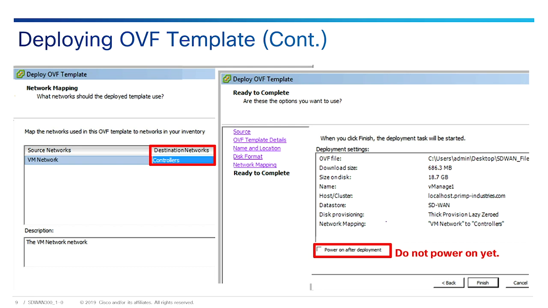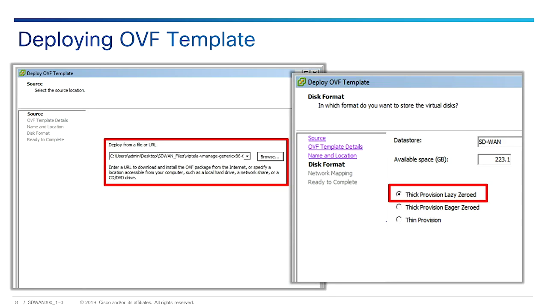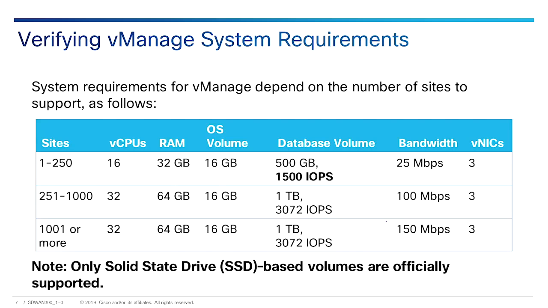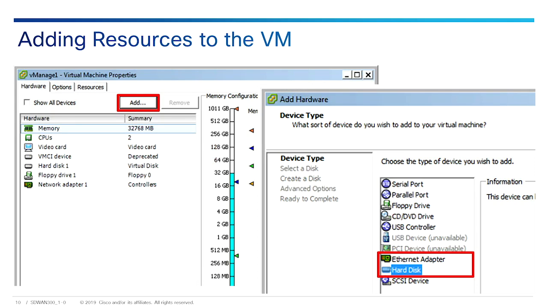We have to add a hard disk for the database volume and a network interface card for our management connection. We also require a second hard disk on which to store the large database. Let's go back here so you can see the size of the drive you're going to have to add for each size. If you've got 1,000 sites, we're going to want to add a second 1 terabyte volume for that database. Basically you just edit settings on the system.